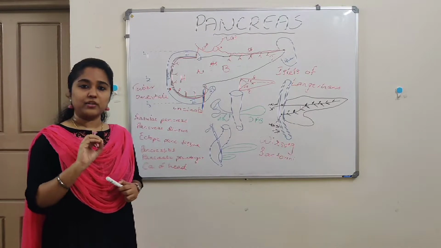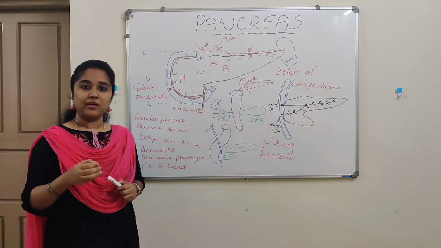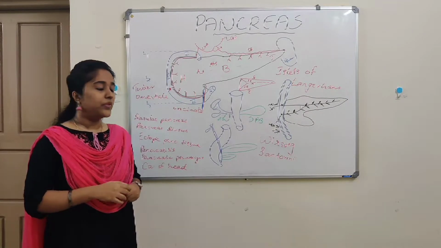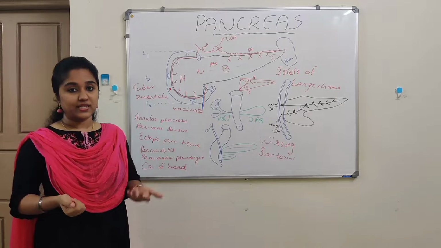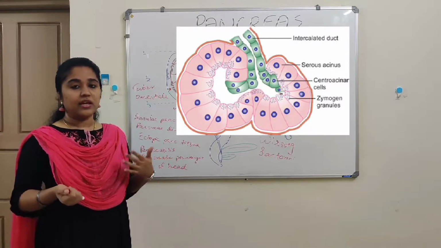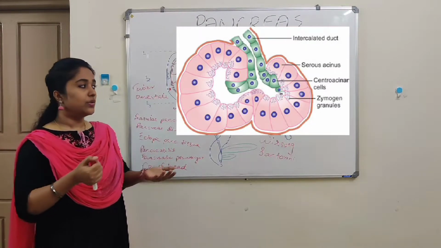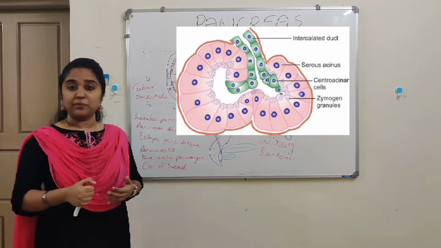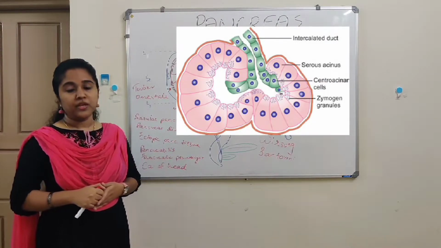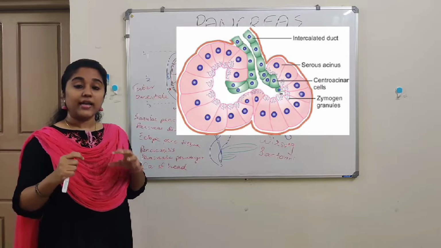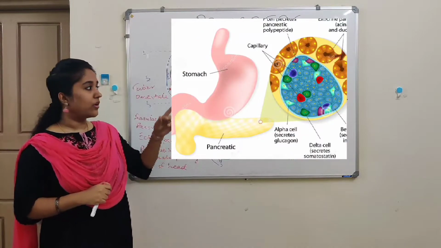A word about the microscopy. Microscopy and development you will be learning in detail later. But the pancreas consists of many acinar cells and ducts, and also centroacinar cells. These acinar cells have a bipolar staining pattern. And you can see also islets of Langerhans that we have already discussed.